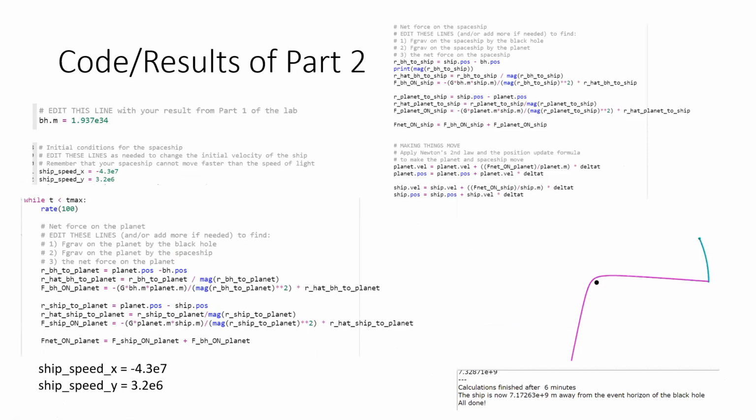And for the code and results of part 2, we plug in the mass that I found, and I plugged in all the equations necessary in the code, and I plugged in values to find the path of the spaceship that would be closest to the black hole without crashing, and that was the x and y speeds of these values: negative 4.3 e to the 7, negative 3.2 e to the power 6.